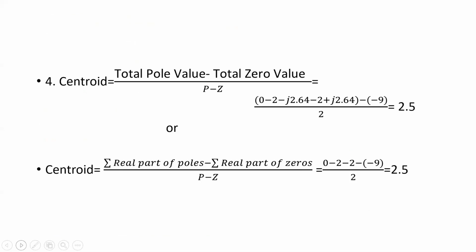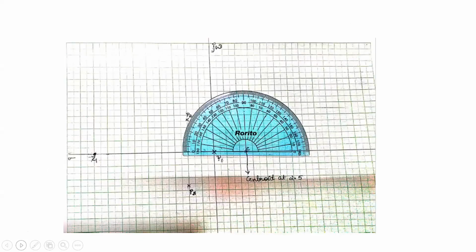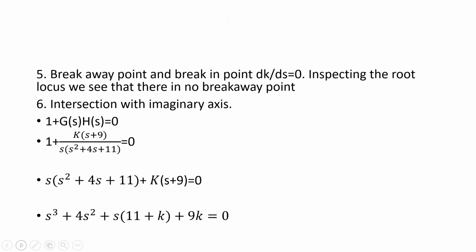Mark all the poles and zeros. After that, you have the centroid, which is at plus 2.5. With the plus 2.5 centroid, keeping the protractor there, you have the two values, 90 and 270. Mark the angles. Then after that, again, you have to calculate the breakaway point.